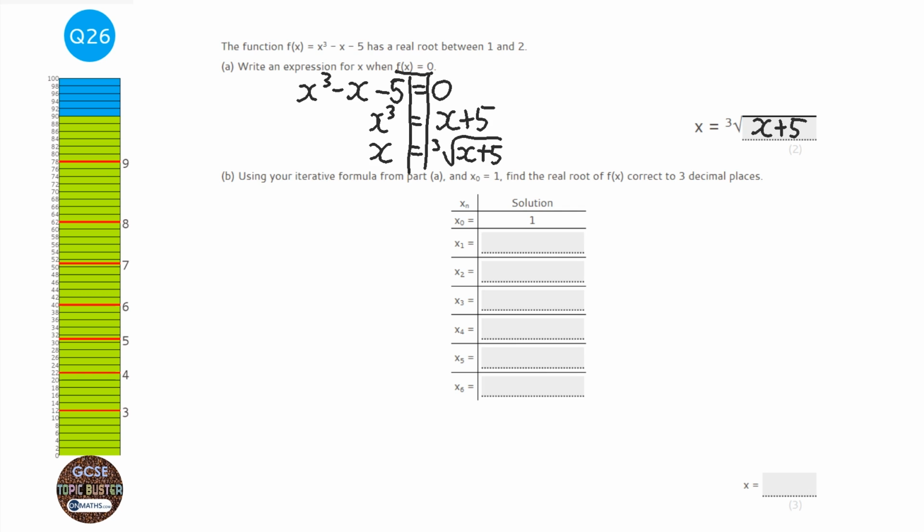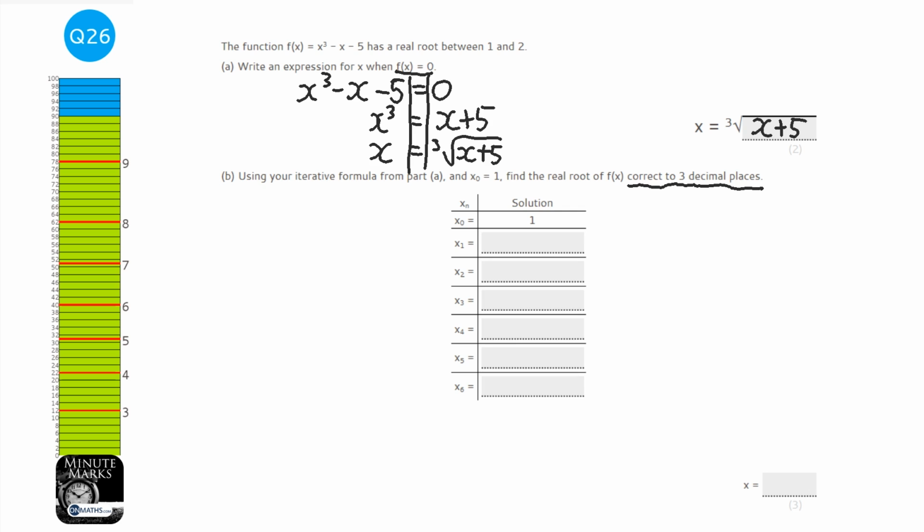So our iteration formula is going to be the cube root of x plus 5. Now, with the iteration formula, it's a beautifully simple idea that as long as we just keep ploughing in what we've found for the answer before, it will get us closer and closer to the real root. Sometimes the roots are infinite, so we could be sitting there all day and it will get closer and closer. This is why the question will say 3 decimal places or 4 decimal places. So that will tell us when to stop.